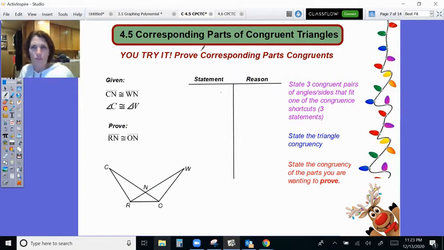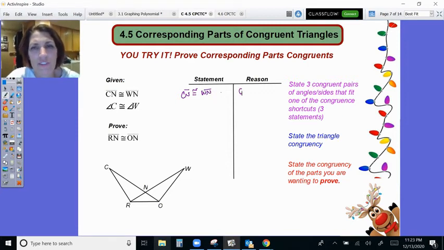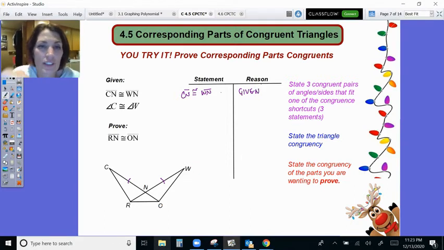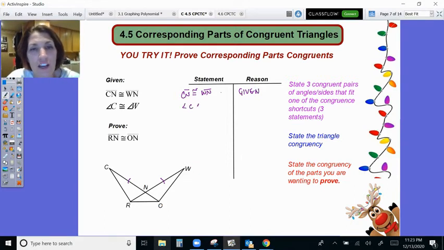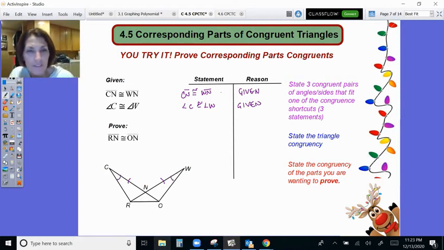Okay, so we're going to start with our 3 parts of our triangles first of all. So CN is congruent to WN, given. I'm going to mark it down here. So CN congruent to WN. This one's a little bit tricky, so I hope you kind of tried this out, okay? The next thing we know is angle C congruent to angle W, given. Angle C is congruent to angle W, right here, okay?